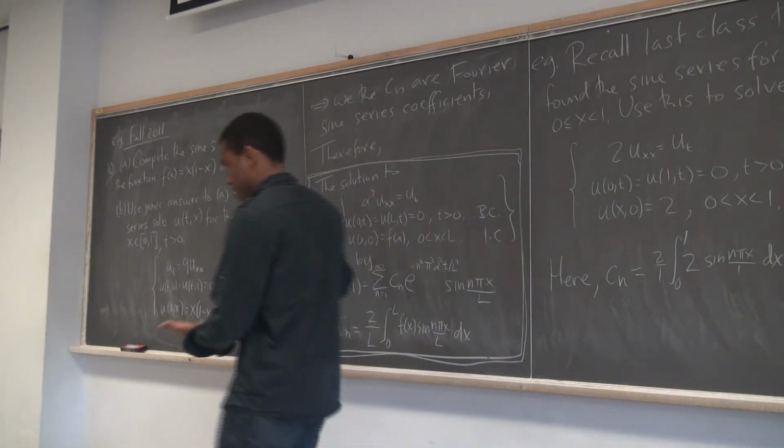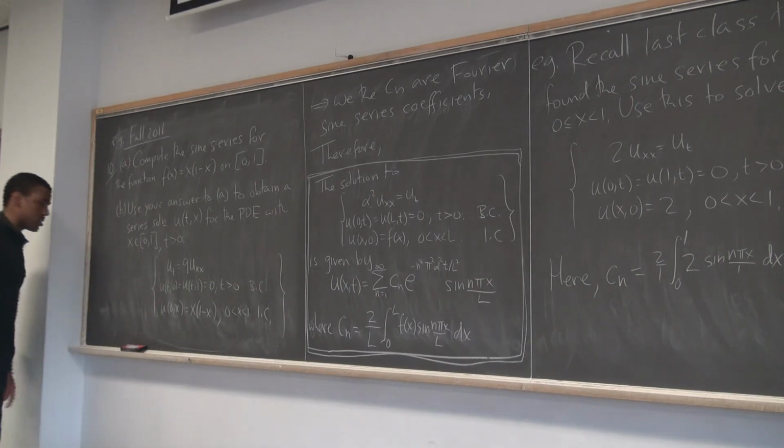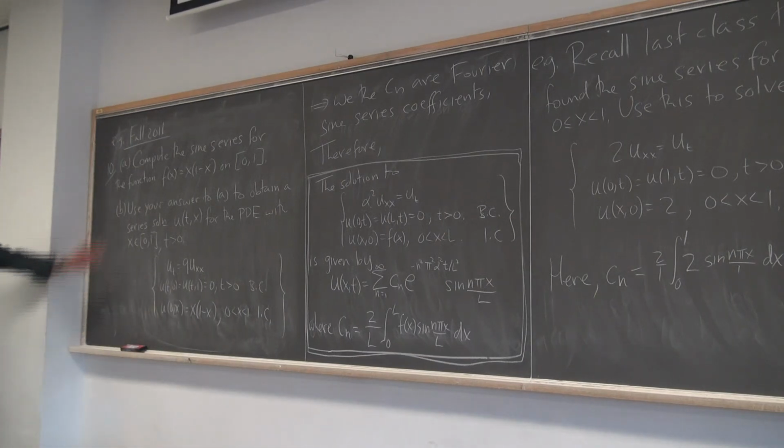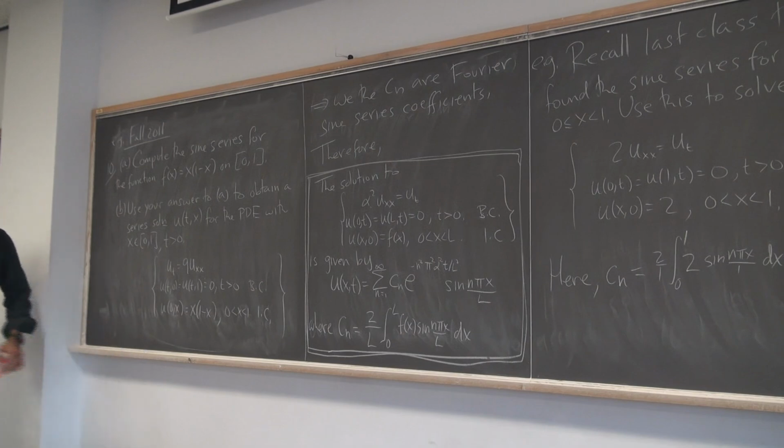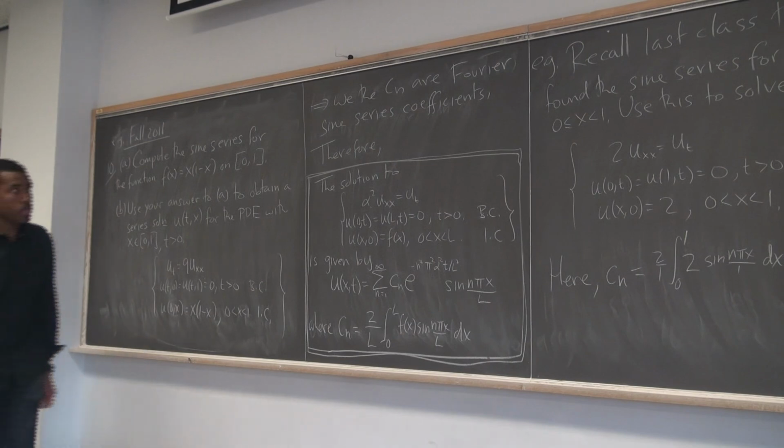So this is a final question. This is typically how they'll ask you the question, right? So in part A, they'll just say, find the Fourier sine series for this function. Then in part B, they're like, use your answer from part A to solve this equation, which is why I did the example like that. Okay, so how do we do it?